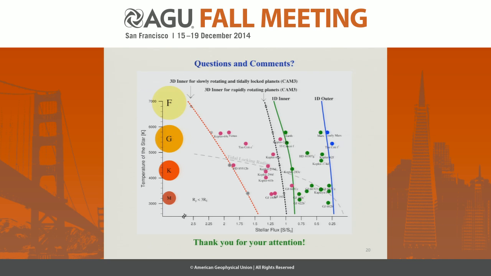And we include sea ice. We also include a dynamic ocean. We do different sensitivity tests with continents or no continents at all. We found that the results are quite similar because the clouds dominate the planet albedo.